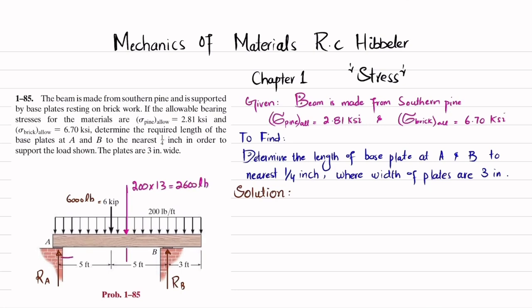So total is 13, so it will be 6.5 from either side. So this is 6.5 feet. Now we'll apply the equations of equilibrium in order to find this Ra and Rb. So what will be the equation of equilibrium?